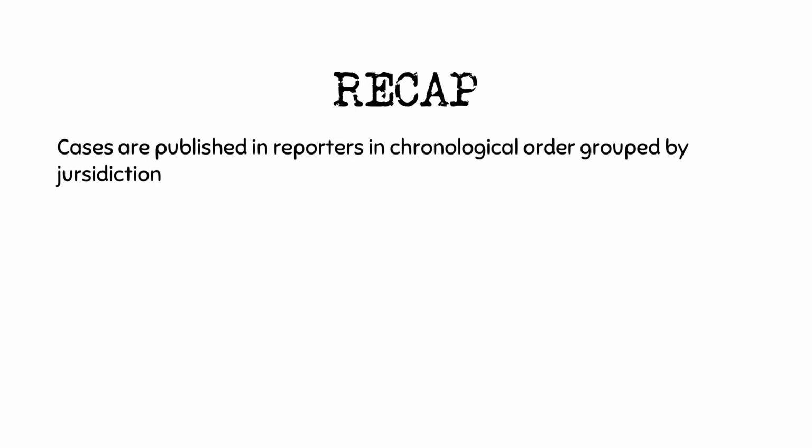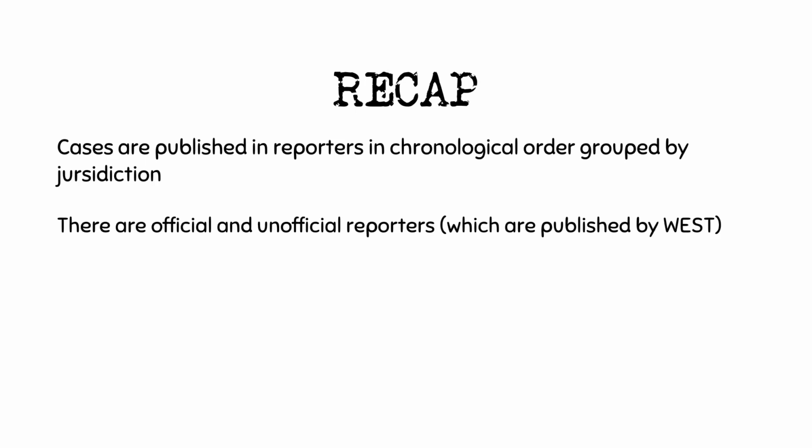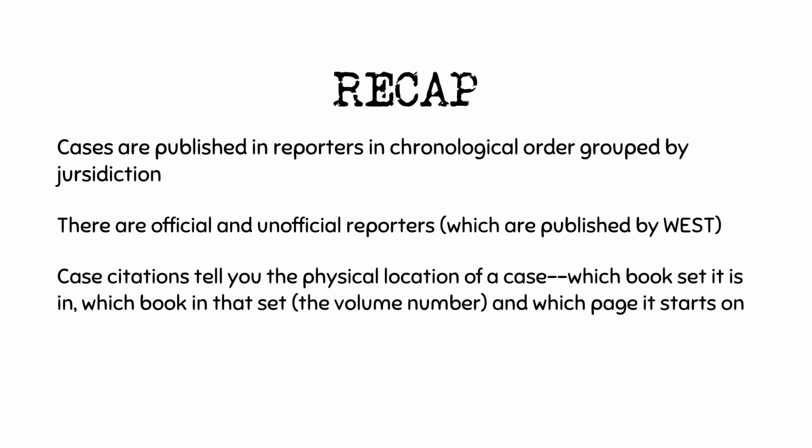So just to recap, cases are published in chronological order in reporters. There are official and unofficial reporters, which are published by West. Case citations give the physical address of a case. They let you know which set of books the case was published in, which book in that set, the volume number, contains that case, and which page the case starts on. In the parentheses, additional information is provided, such as the date of the case and the court if it's not apparent from the book set the case was published in.